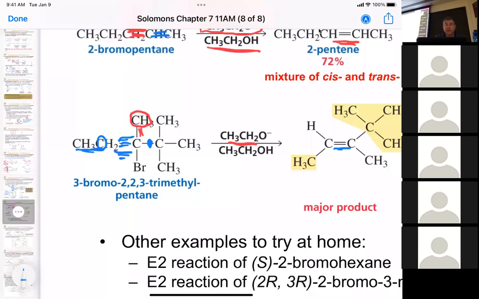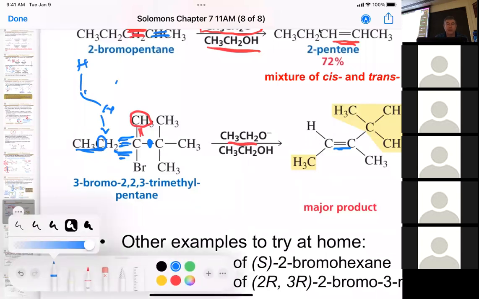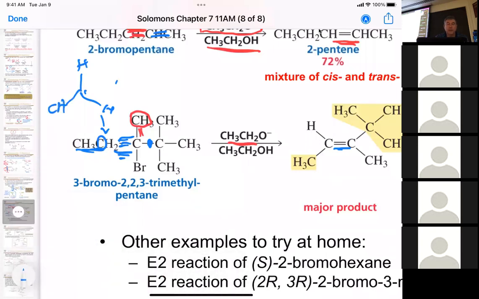So let's draw this carbon first. We're going to do hydrogen, hydrogen, hydrogen, and CH3. And then we're going to draw our back one, and we're going to put our T-butyl group way over here, which puts our bromine here, which puts our methyl group here.